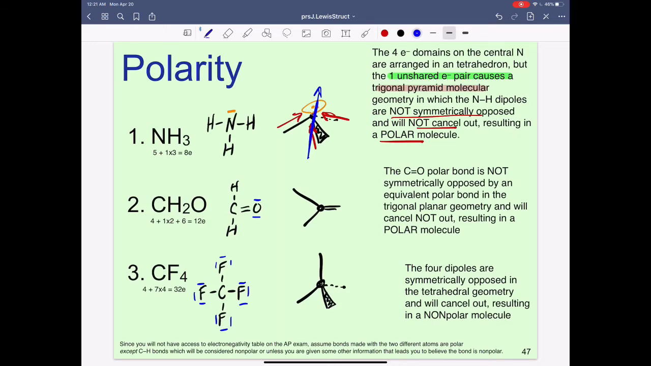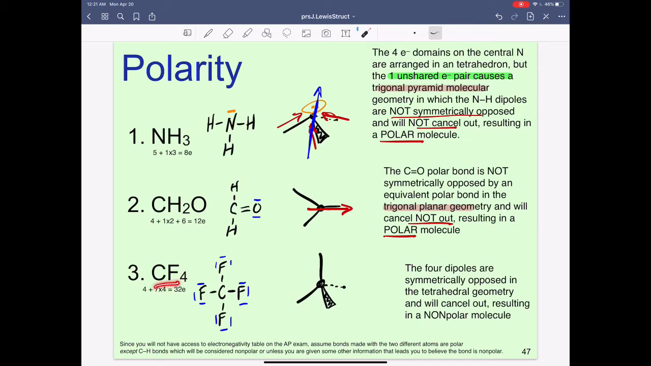In formaldehyde, CH2O, notice there are 3 electron domains, resulting in trigonal planar geometry. However, 2 of the 3 bonds are not the same, resulting in a dipole not canceling out, and the molecule will end up polar.